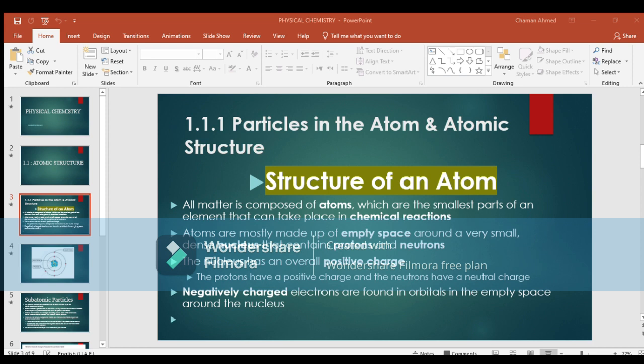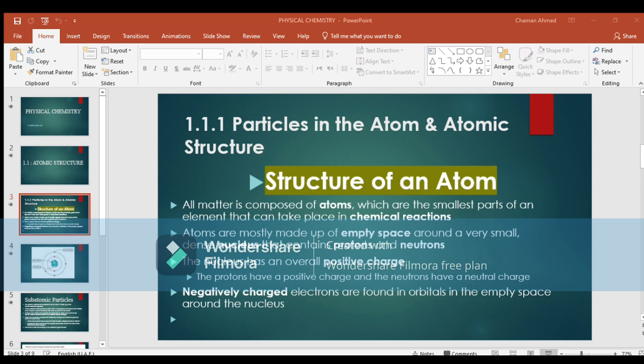Let's go further. The relative mass and charge of the subatomic particles are in this slide. Here we have the three subatomic particles, proton, neutron, and electron, and in this table we have given them relative charge and relative mass. The proton is positive, so its relative charge is +1. Its relative mass is also 1.